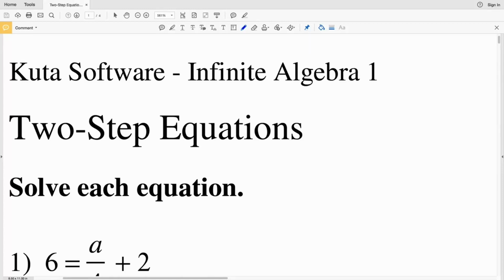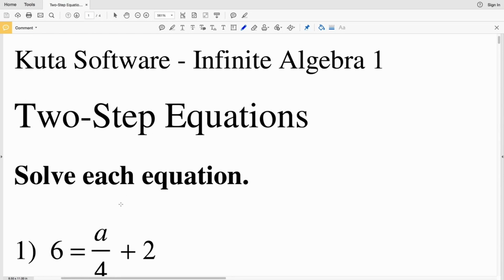In this video, we're going to do the free worksheets within Infinite Algebra 1 on the KutaSoftware website, and we're going to work on two-step equations. We're going to do numbers 1 through 12 in this first video, and then follow up in a second video with numbers 13 through 24. Our directions are to solve each equation.